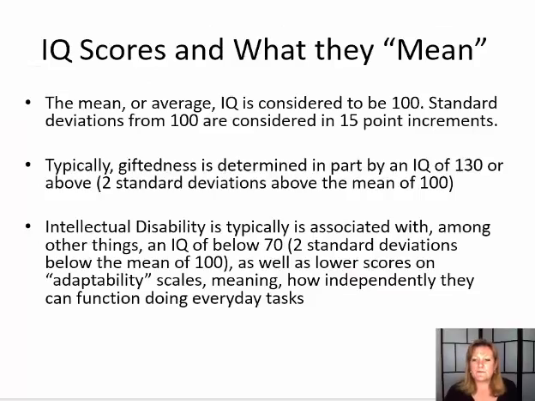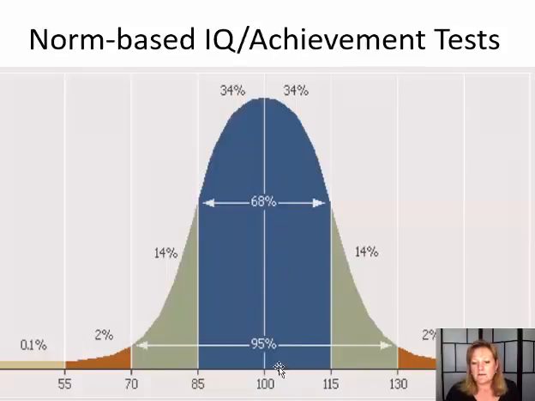All right, so let's move into IQ scores and what they mean. The mean or average IQ, as I said before, is 100. The standard deviation, or measure of difference from 100 to the next level, is a 15-point increment. If we go back to this slide, between 100 and 115 is 15 points. So you can vary within this standard deviation, or this measure of difference here.